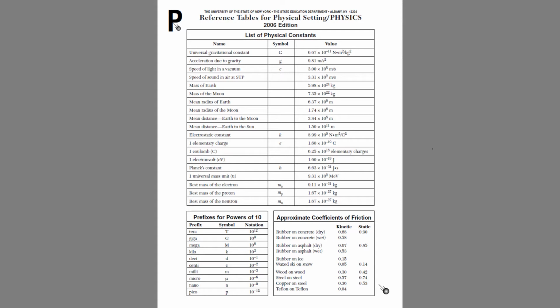They coat non-stick pans with Teflon. And as you can see, it's a very low coefficient of friction compared to everything else. So the lower the coefficient, the less friction there's going to be. So that is your coefficient of friction.